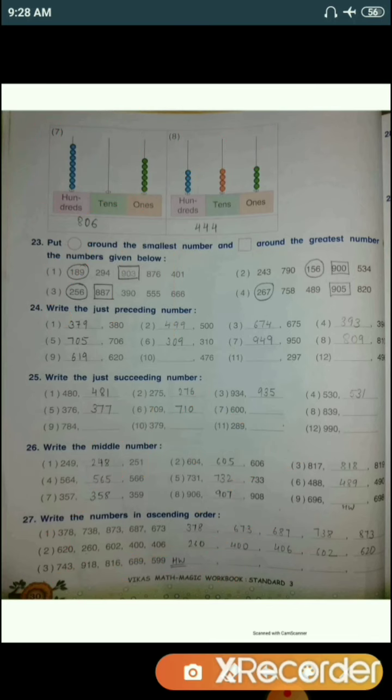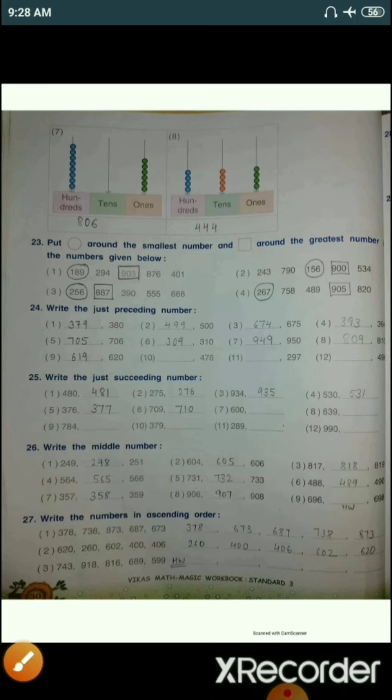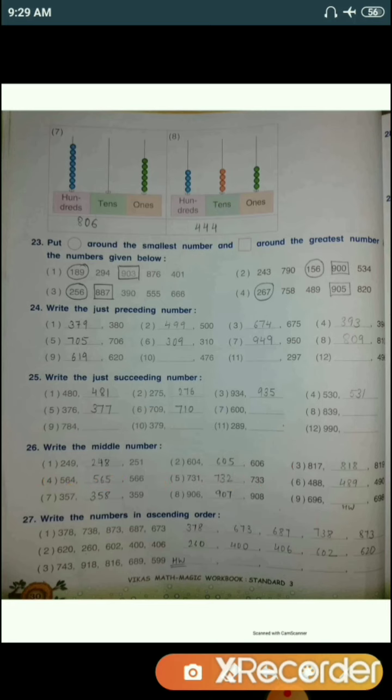Now we are going to solve directly. Question number 4, 564 and 566 is given. So the middle number is 565. 731, then 732 and then 733. So with the help of this method, you need to solve the other sums in homework.